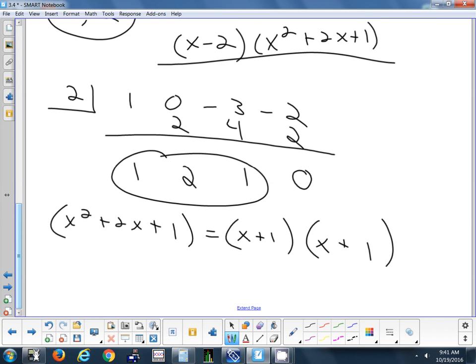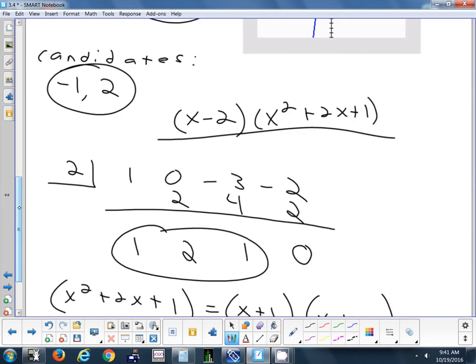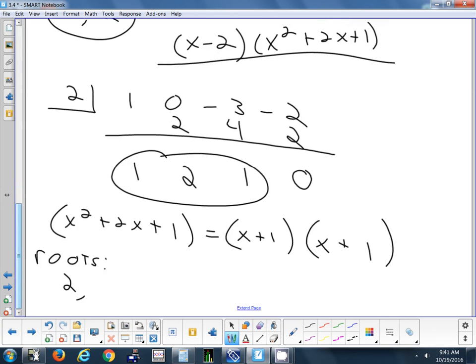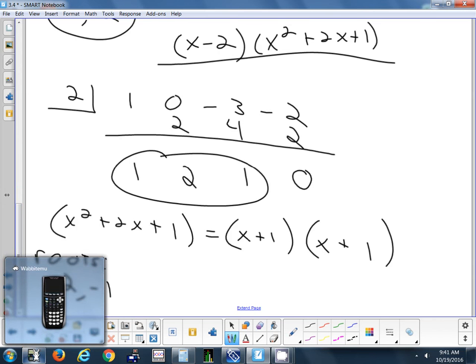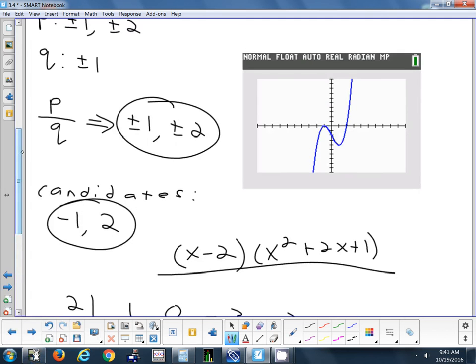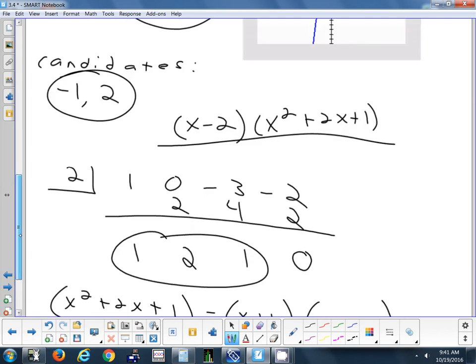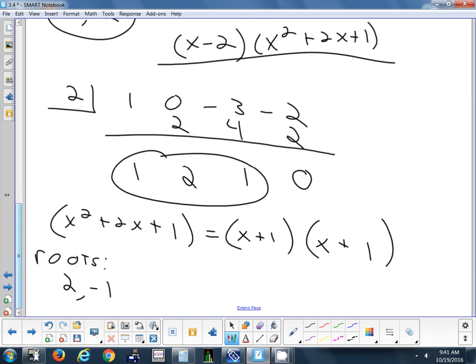So we have 3 roots in this problem. We know 2 is a root, because we got remainder 0. And what are the roots I get from this one? Negative 1. And what's special about negative 1? Double. Yeah, it's a repeated root. So that's where it looks like it comes up. It touches the negative 1 and it bounces away from it. Okay, so there are 3 answers. 1 is a repeat.